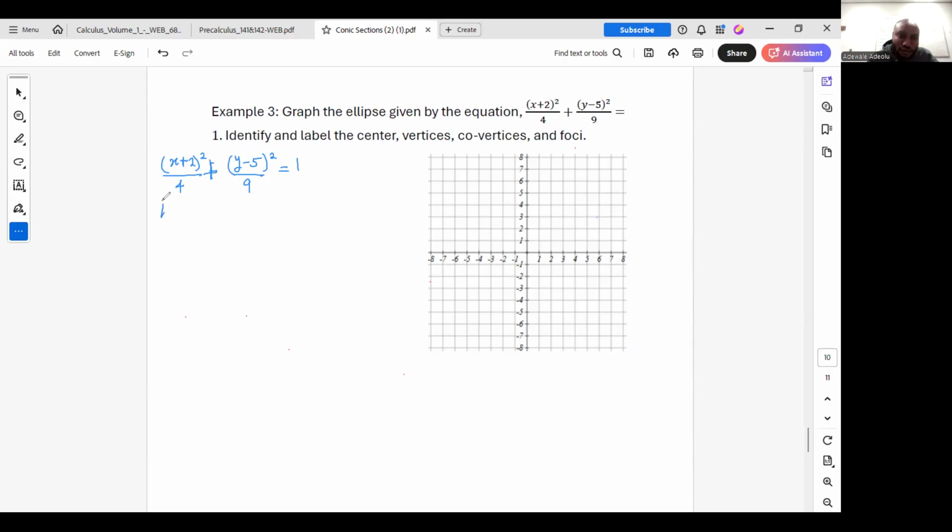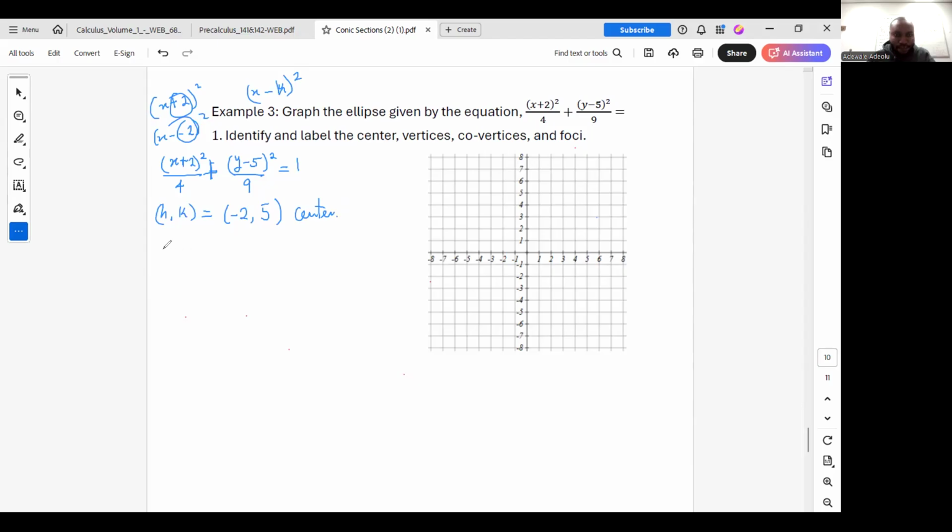There is a center, so let us start with that. The center, h comma k, is, now be careful here, this is x plus 2. Remember, it has to be (x minus h) all squared, meaning we can write this as x minus negative 2, squared. So it means our h is negative 2. Then this part is in the right form, so k is 5. So that is our center.